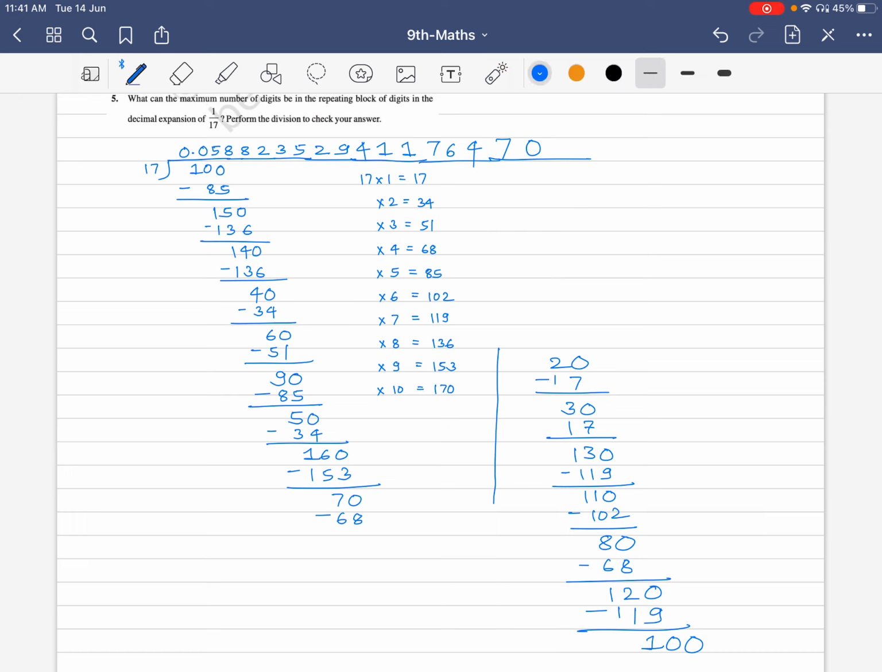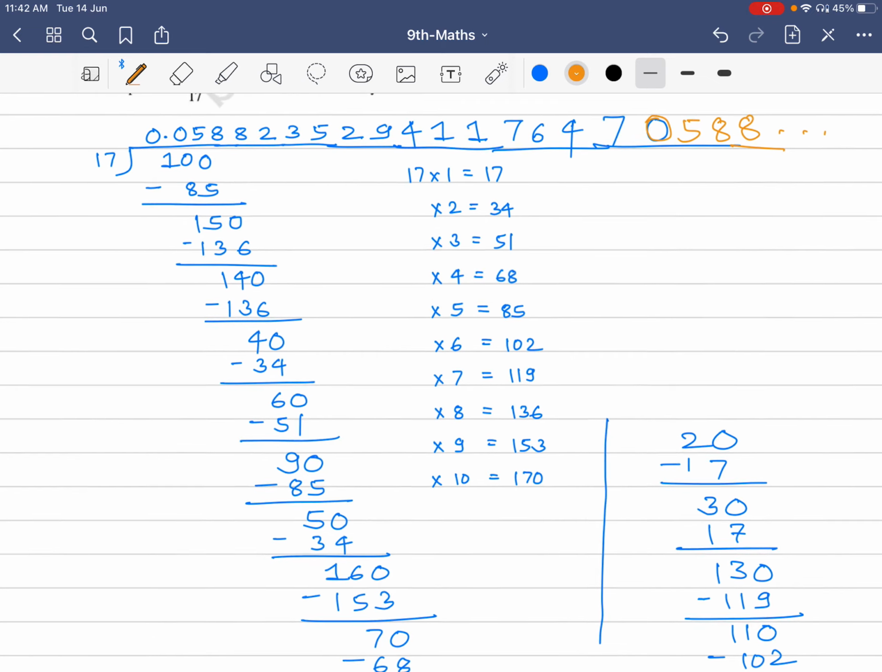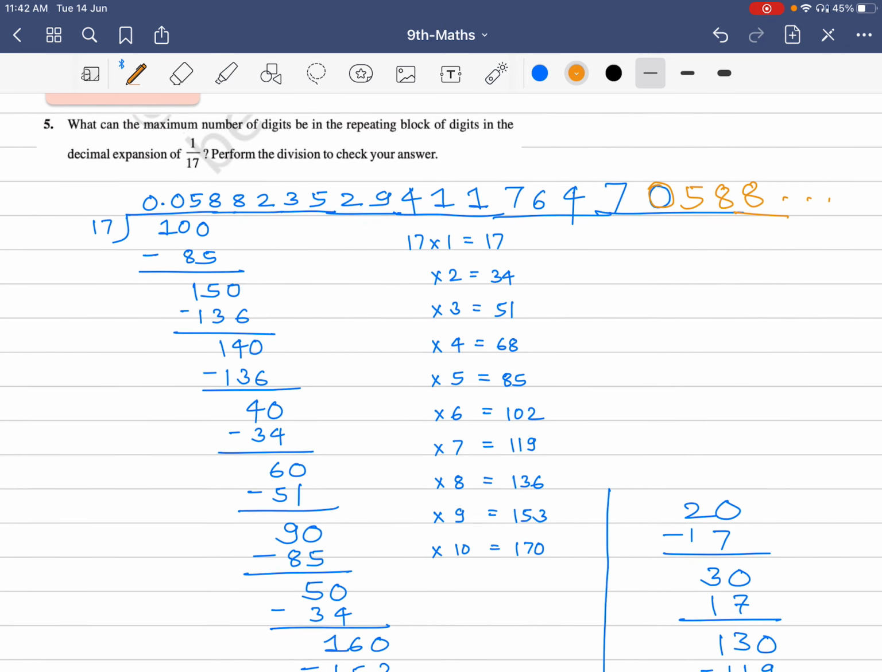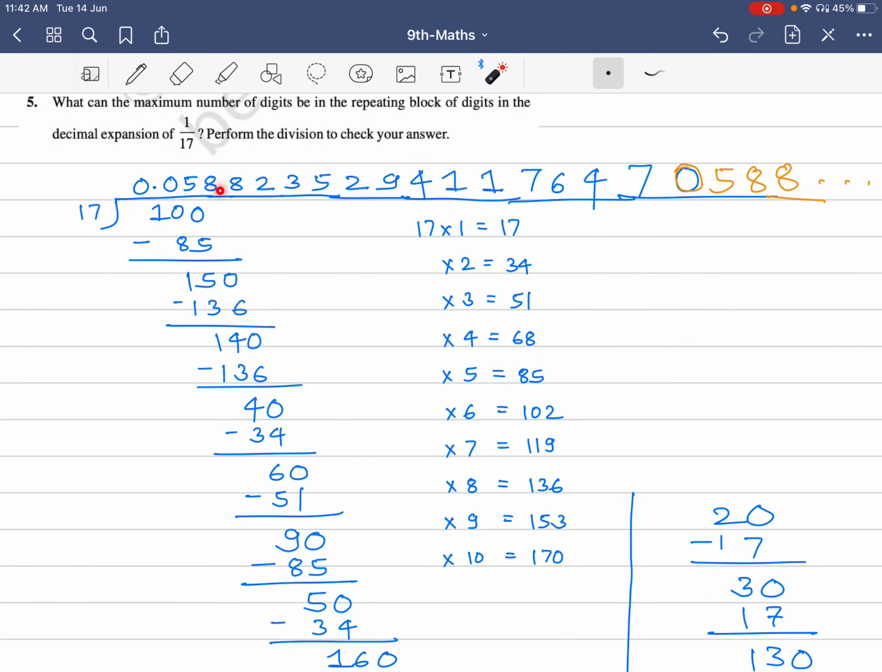And thus we will have, so just for the sake of understanding, I'm going to put here this 0, and then I'm going to put here 5, 8, 8, so on and so forth. Okay, just to make it clear. So these are the total number of digits which come unique, and then the repetition begins.